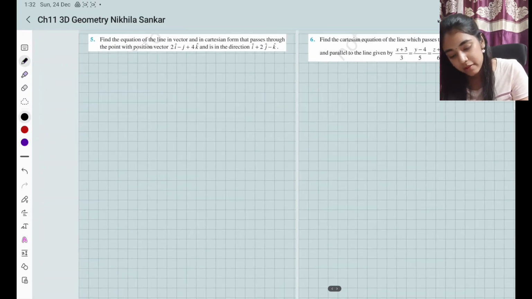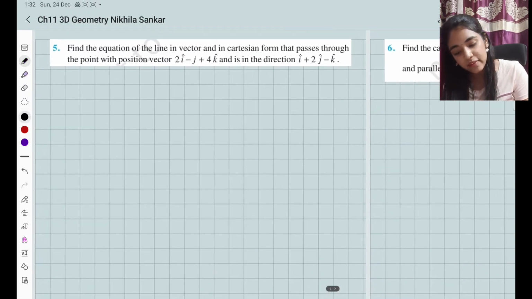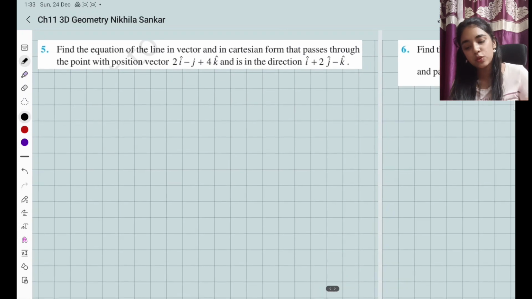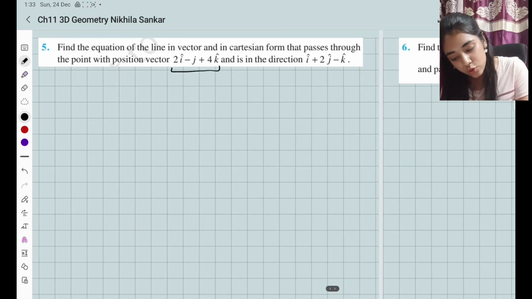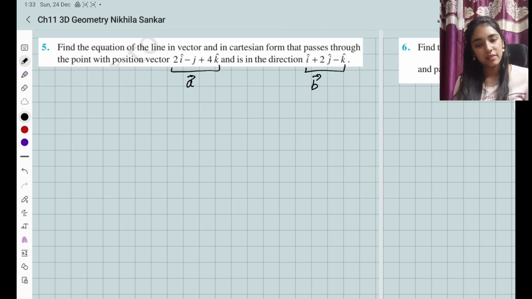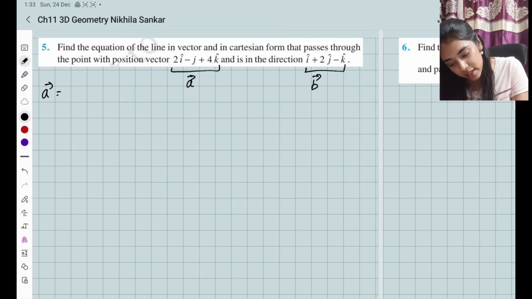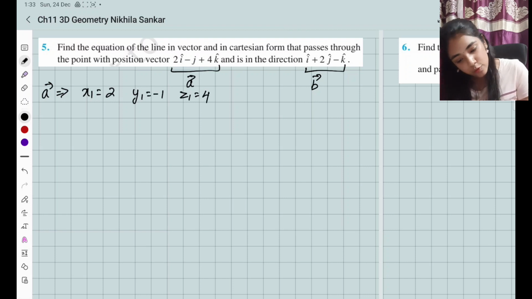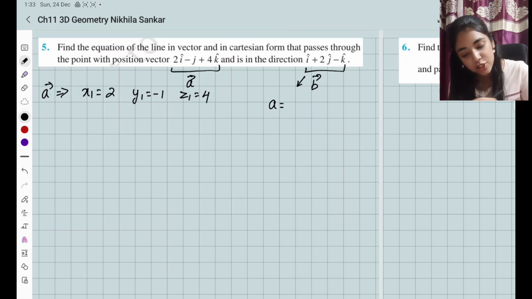Question number 5. Find the equation of the line in vector and Cartesian form that passes through the point with position vector. Passes through the point, so this is going to be my a vector, and in the direction of, that means it is parallel, so this is going to be the b vector. Okay, so from the a vector, what do we know? We can find out x1 equals 2, y1 equals minus 1 and z1 equals 4. Can we find this from a? Now from b, what can we find out? I can find out the direction ratios, which are going to be a equals 1, b equals 2 and c equals minus 1. This is found.